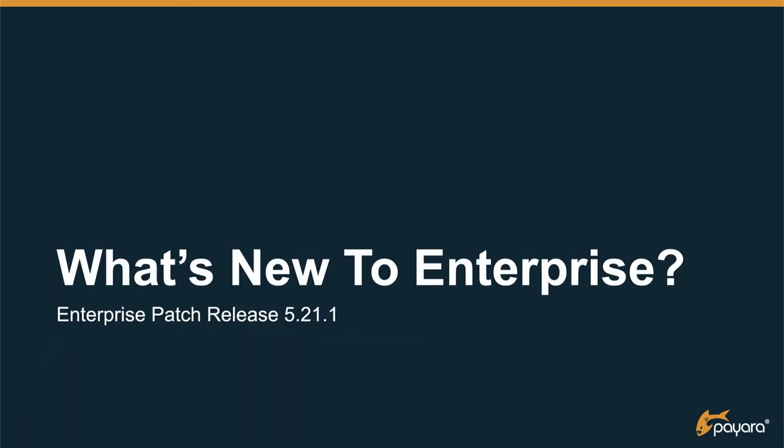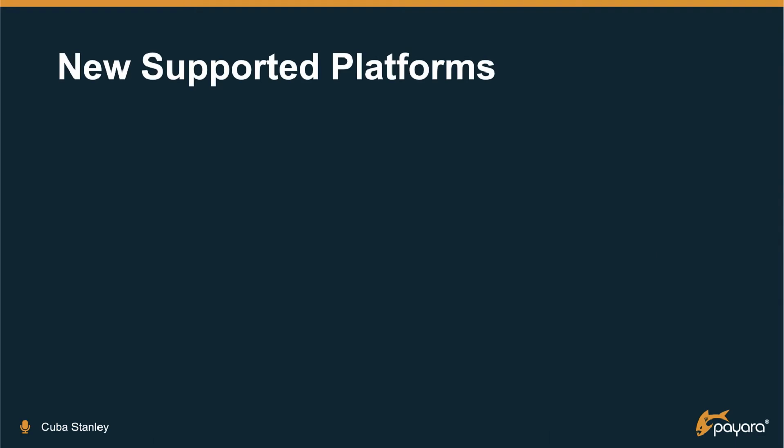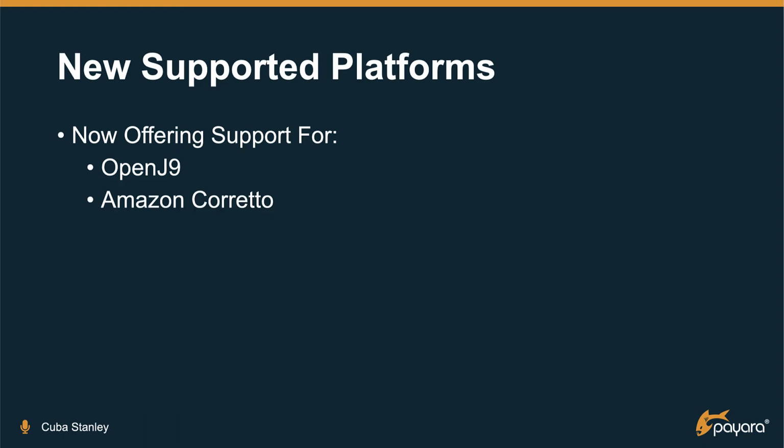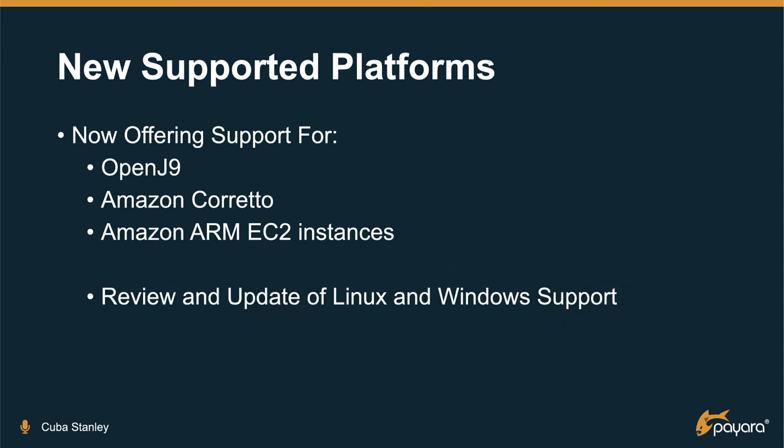So what's new specifically to Enterprise? First of all, we've introduced some new supported platforms for Payara Enterprise. We now offer support for the OpenJ9 JDK runtime, Amazon Corretto JDK, and ARM EC2 instances on the Amazon Cloud. We've also reviewed and updated our Linux and Windows support, including Ubuntu, OpenSUSE, and the latest versions of Windows, and more.